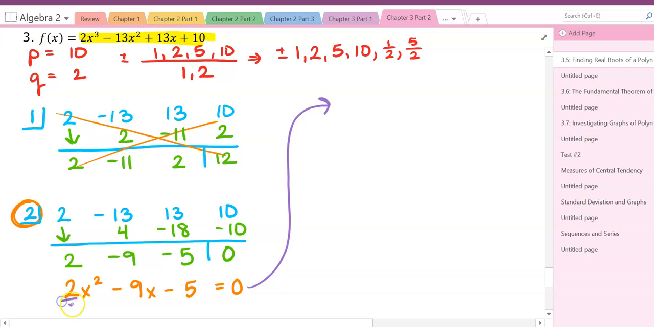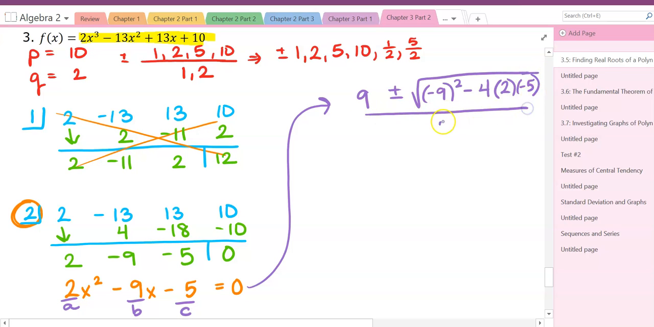So for that, your A is 2, your B is negative 9, your C is negative 5, just when you're pulling those numbers. So quadratic says opposite of B, so opposite of negative 9 would be positive 9, plus or minus. Underneath the square root, B squared would be negative 9 squared minus 4AC. So 4 times 2 times negative 5. This is all over 2A, 2 times 2.